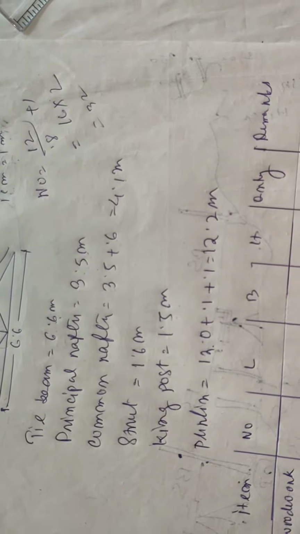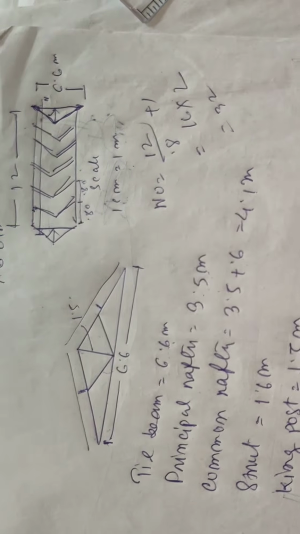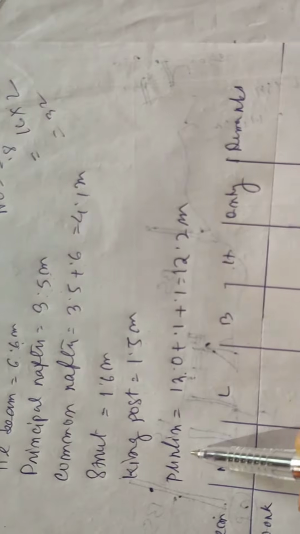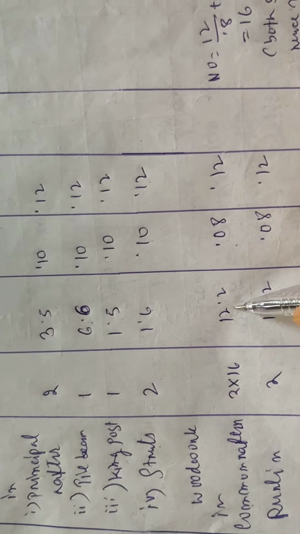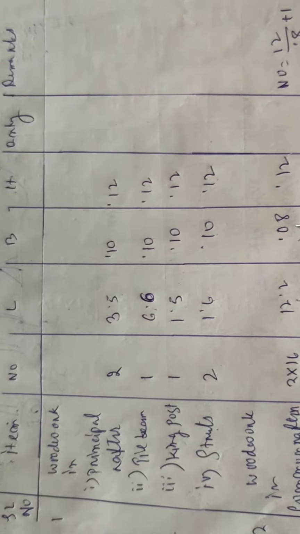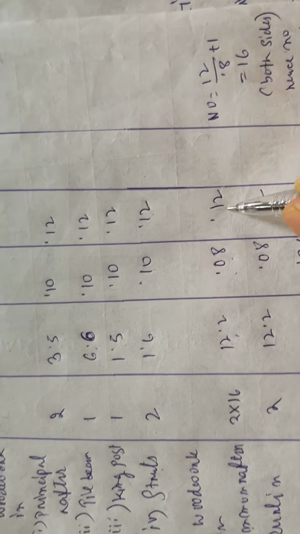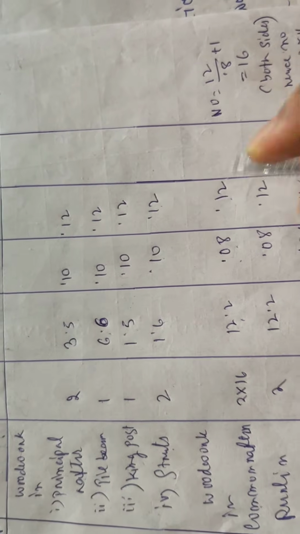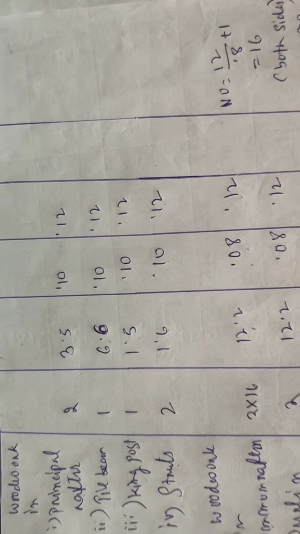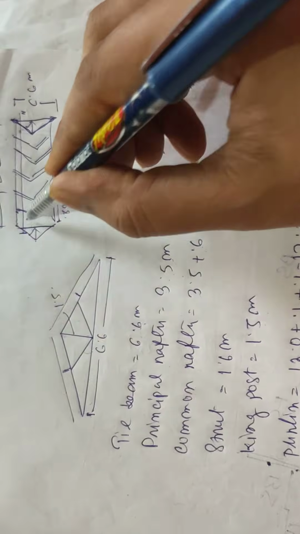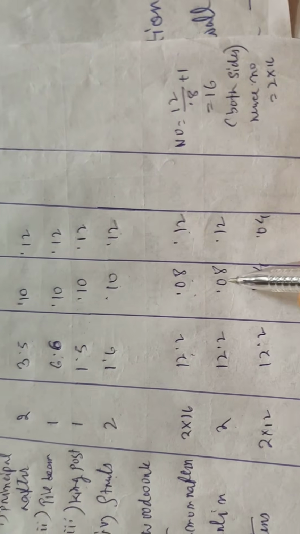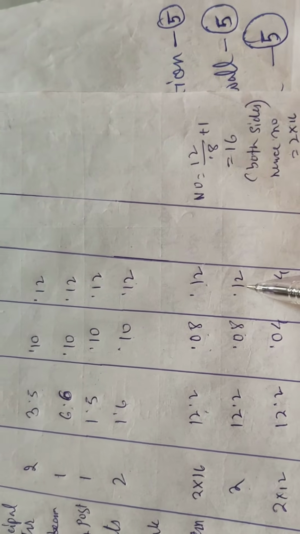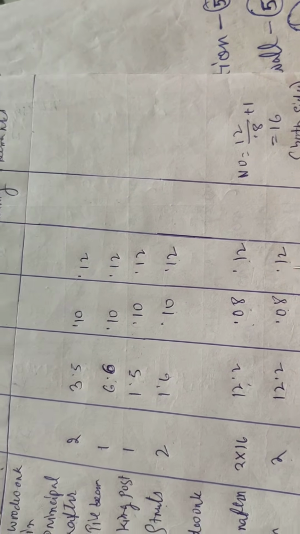And the length of the common rafter will be equal to the length of the purlin. So purlin is 12.2. Length of the common rafter is also 12.2. And breadth we have assumed to be 8 centimeter and height we have assumed to be 12 centimeter. This will be given to you in the question, and if they are not given in the question, you can assume it. So purlin, there will be two purlins, one in this side and one in this side. So length of the purlin we have already found out to be 12.2 meter. So two numbers of purlin, 12.2 meter, breadth 8 centimeter and height 12 centimeter. That much we have assumed.